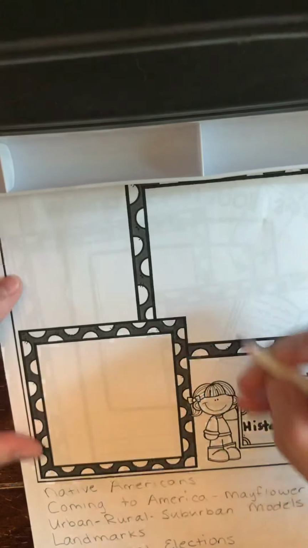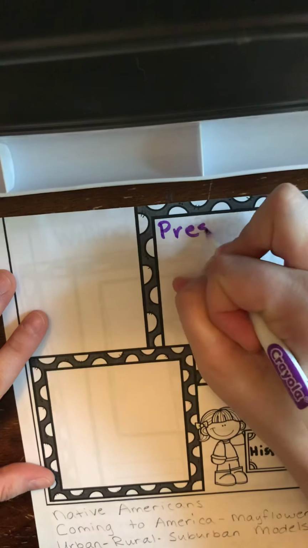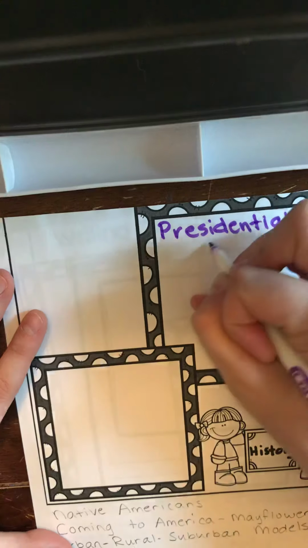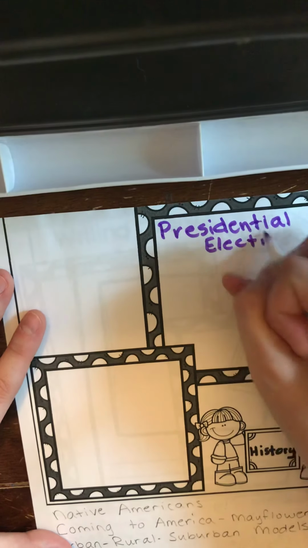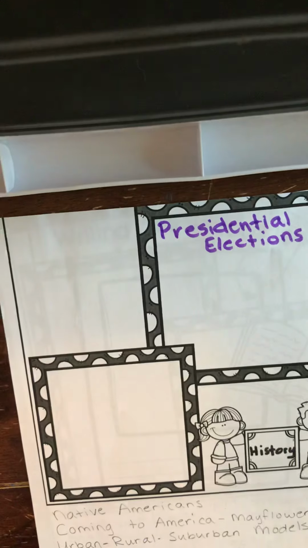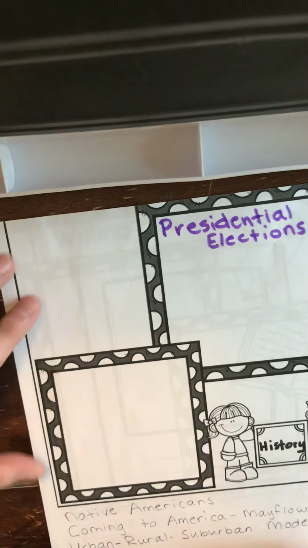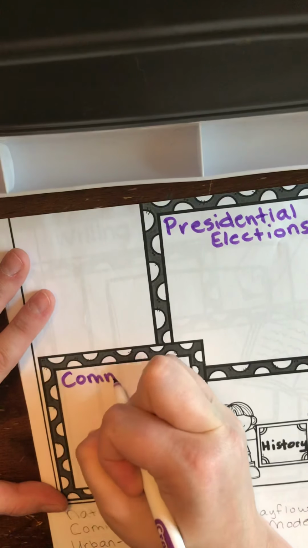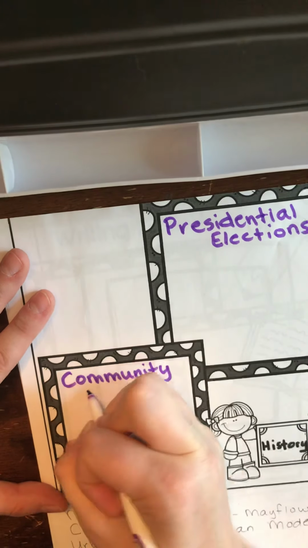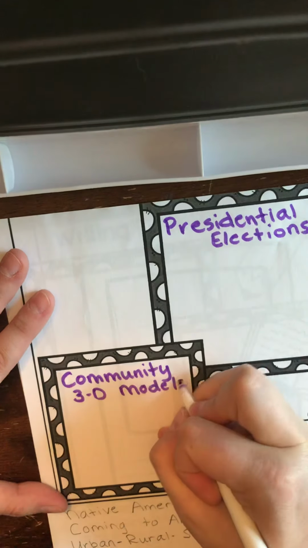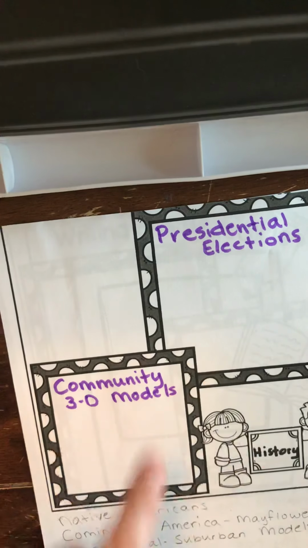So I think I might choose presidential elections. Presidential elections. And I'm going to remember to use capitals and nice, neat handwriting. And then the other one I liked was the community models when we did urban, rural, and suburban. I won't be able to fit that, but I could just write community models or community 3D models, because remember they were 3D, which was so cool. Okay, and then you get to color a picture that goes with it.